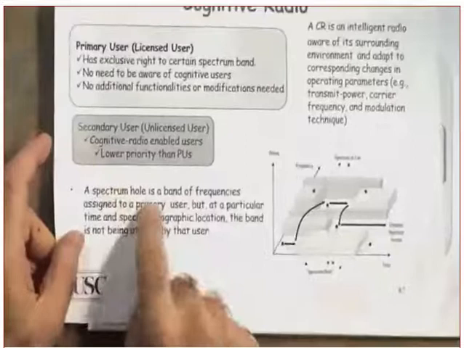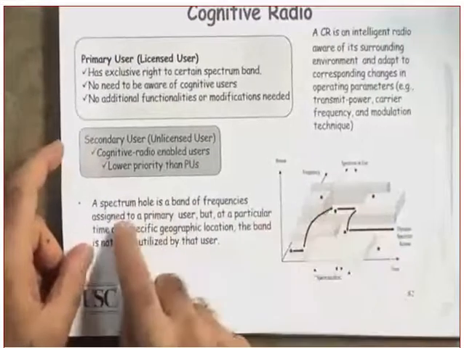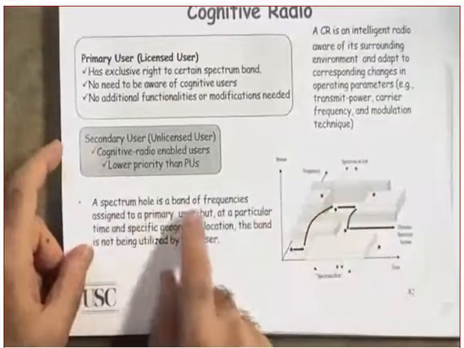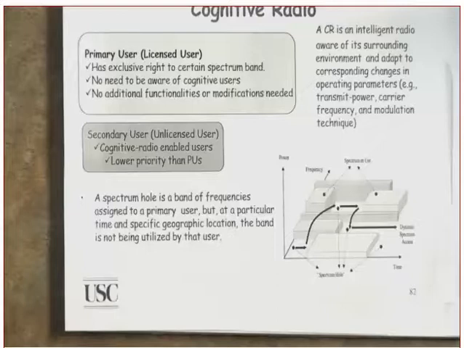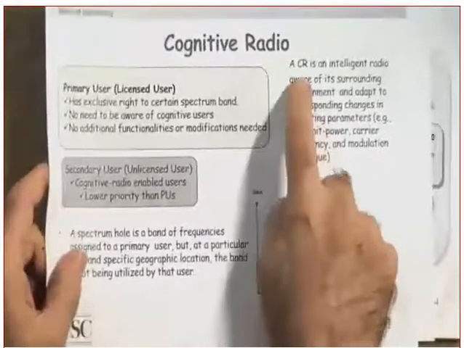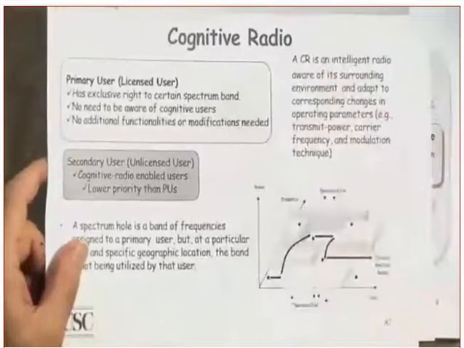Again, a spectrum hole, when you see a vacancy, we call it what? A spectrum hole. A spectrum hole is a band of frequencies assigned to a primary user, but at a particular time and specific geographical location, the band is what? It's not being used at all. Okay, a cognitive radio, again, intelligent radio, aware of the surrounding environment and so on and so forth.